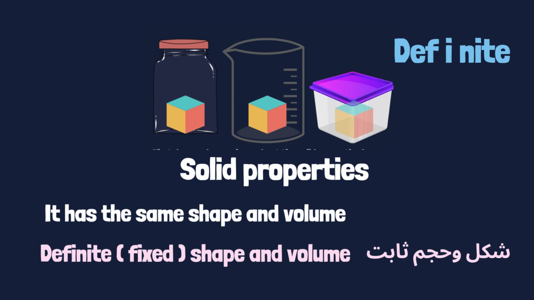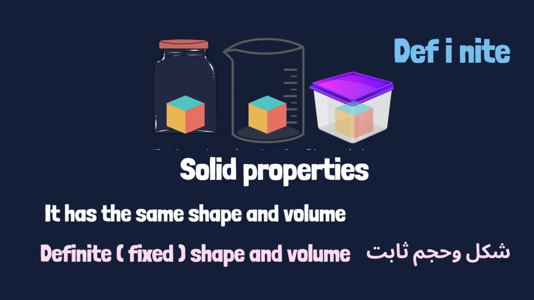This is a very important expression, definite or fixed. So what is the meaning of definite or fixed? It means that it has the same shape and volume. So this is a very important property for the solid. It has definite shape and volume. It has fixed shape and volume.